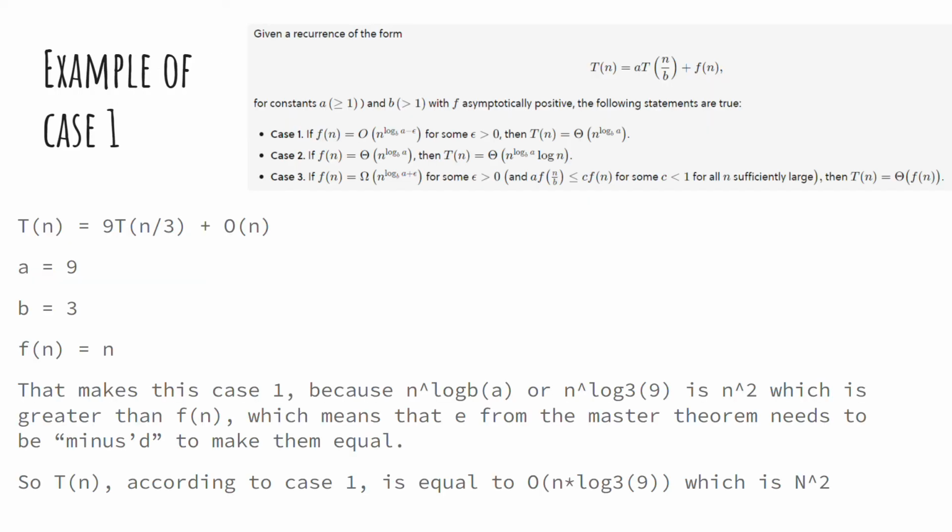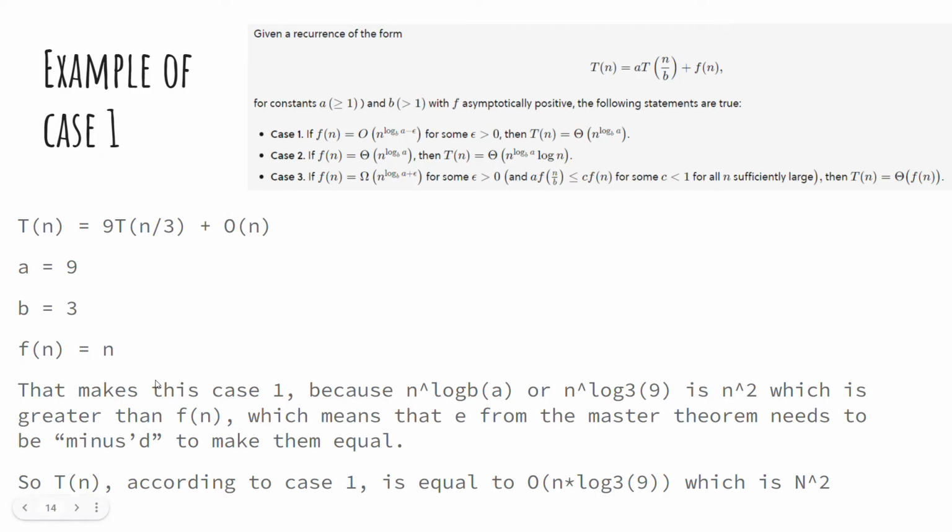Okay, let us look at an example of using case 1 of the Master theorem. We're given a recurrence relation T(n) = 9·T(n/3) + O(n). If you compare this with the general equation, you get that a is equal to 9, b is equal to 3, and f(n) is equal to n.